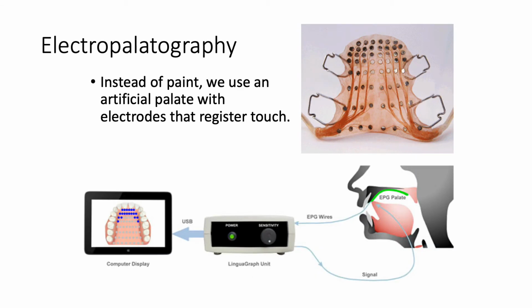A more technologically advanced method to do the same thing is electropalatography, where instead of paint, we use an artificial palate, which we put inside of the mouth of the speaker, and it has electrodes that register touch. So as the person is speaking, it is recording exactly where and how much contact there was between the tongue and the palate, so we can learn exactly about the places of articulation for all sounds.